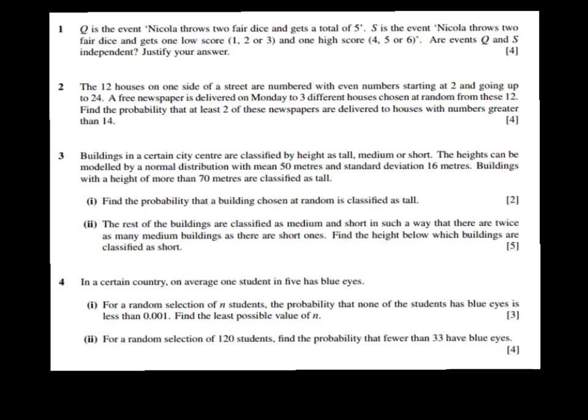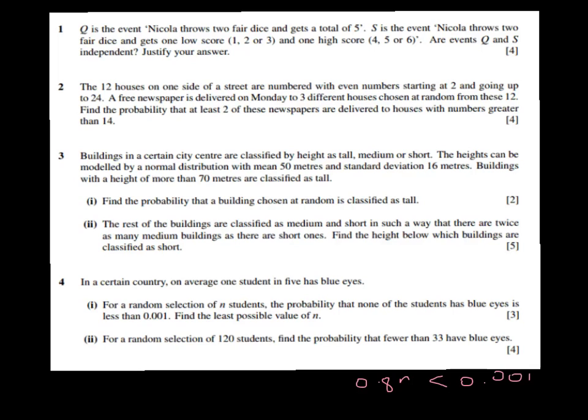For question 4, we've got 1 student in 5 having blue eyes. It's a 20% chance. It's a binomial question here. We've got n students, but we don't know how many students there are. We know that for all these n students, the probability of none of them having blue eyes is less than 0.01. So the probability of not having blue eyes is 0.8, because the probability of having blue eyes is 0.2. And then you're trying to work out, so 0.8 to the power of n. So how many students will I multiply 0.8 by itself? And that's got to come out to be less than 0.01. So you can use logs to solve that and work out what that value of n is.